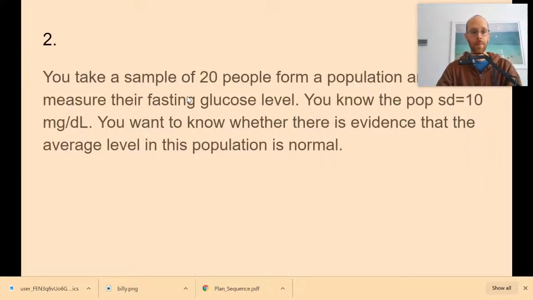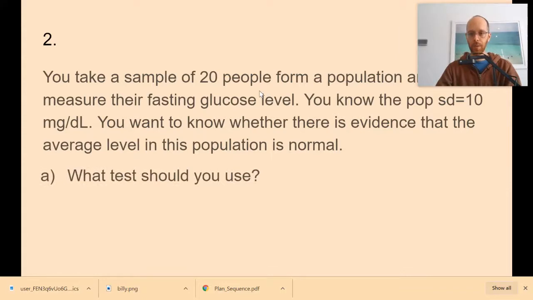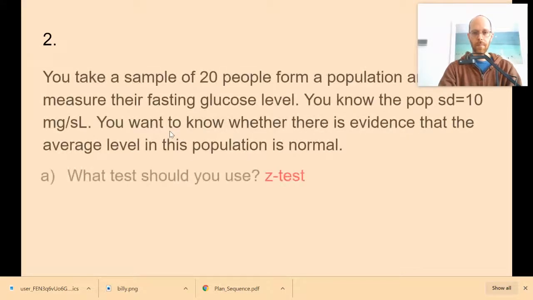Question 2. You take a sample of 20 people from a population and measure their fasting glucose level. This time, you know that the population standard deviation is 10 milligrams per deciliter. You want to know whether there's evidence that the average level in this population is normal. Just one question this time. What test should we use? And this one is a z-test because we know the population standard deviation.